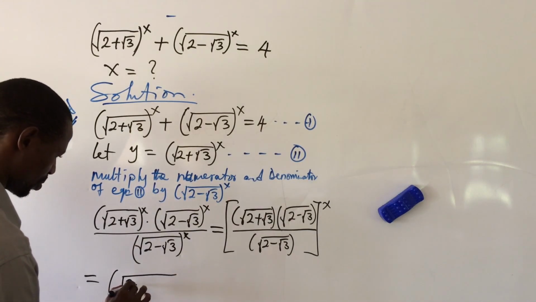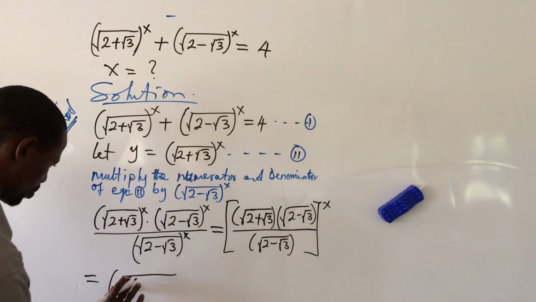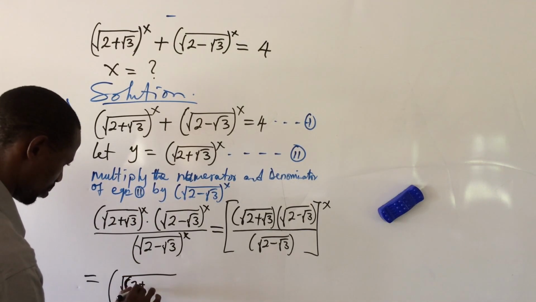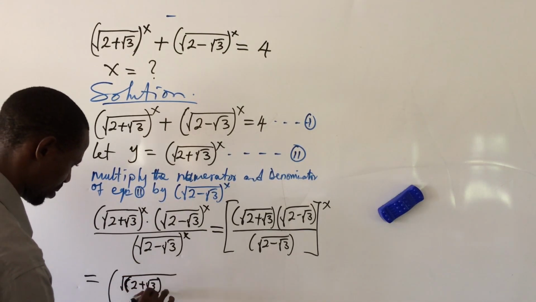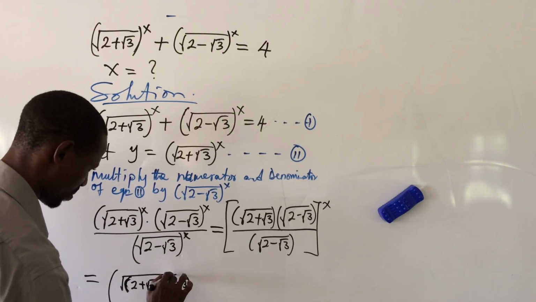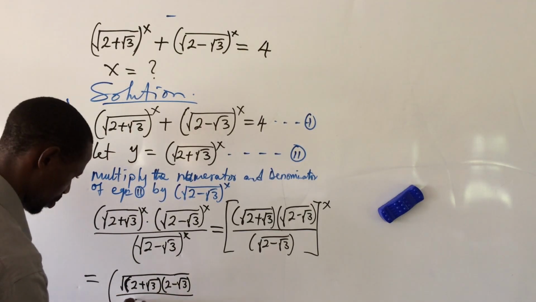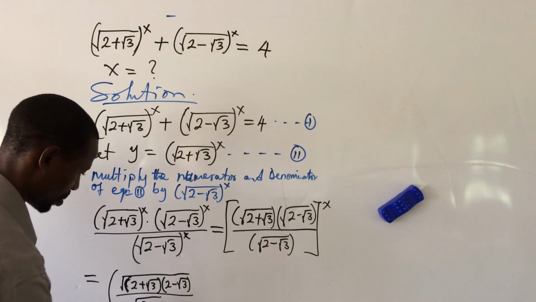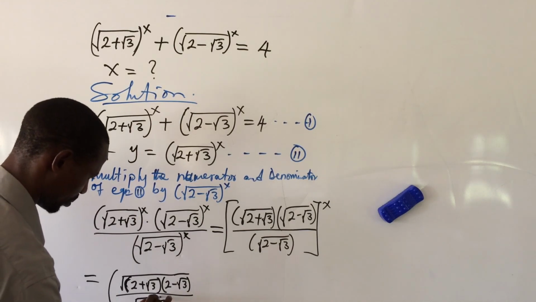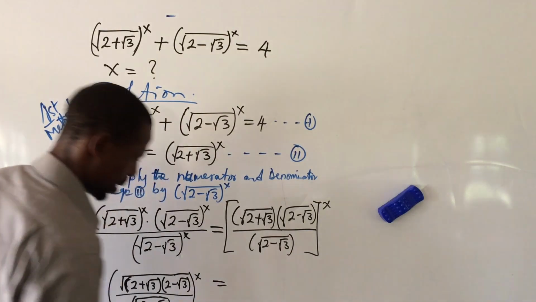Here we have 2 brackets. Let me write it well. We have 2 plus the square root of 3, bracket 2 minus the square root of 3 close bracket, all over the square root of 2 minus root 3, all to the power of x.